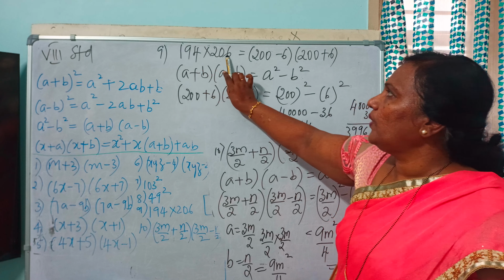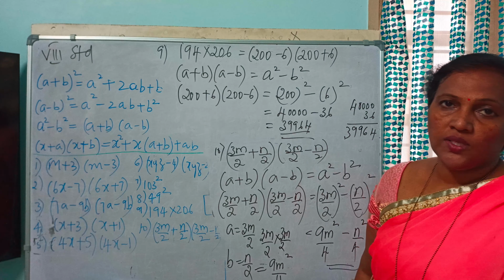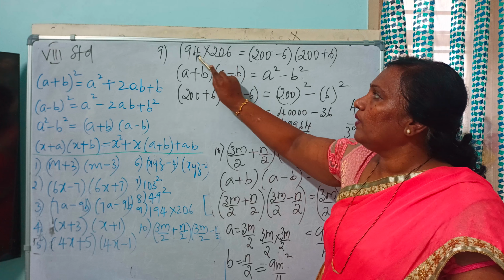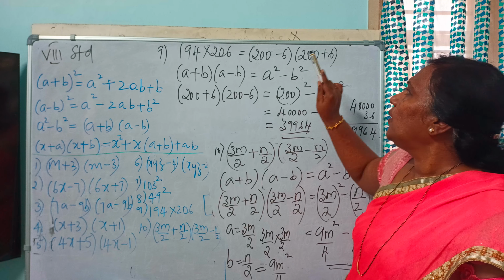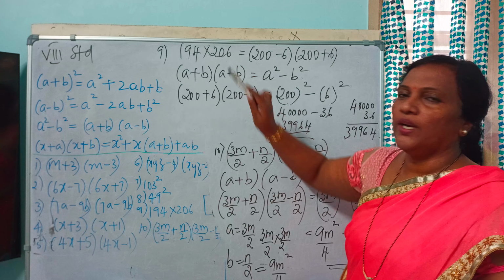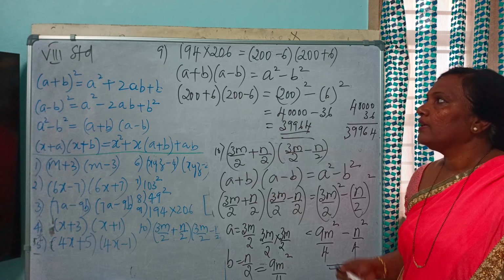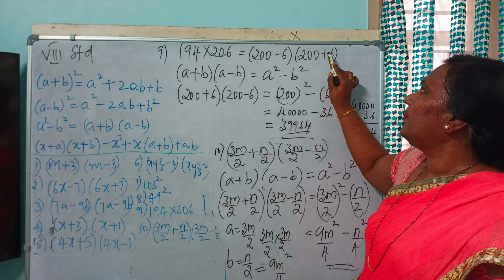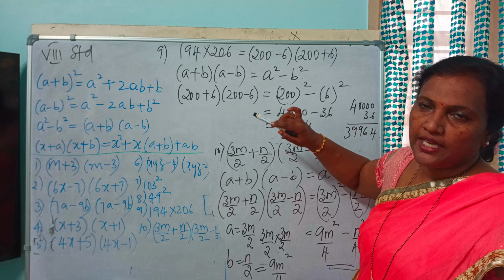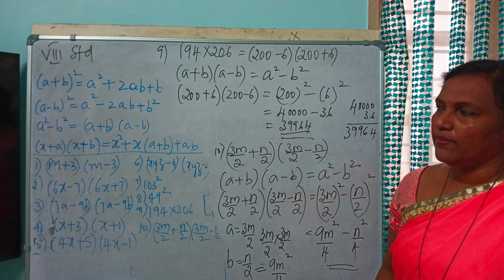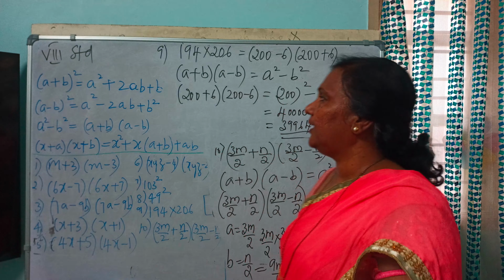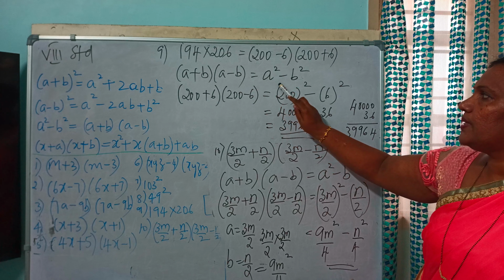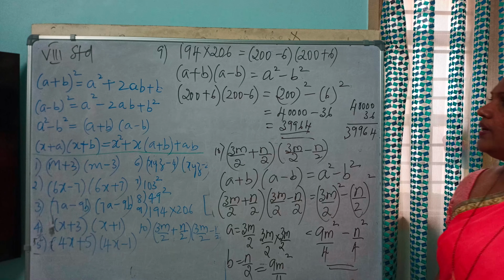Children, 194 into 206. If you multiply, you will get this answer. But using the identity, how can I expand? 194, I will get 200 minus 6. 200 plus 6, 206. So now it is of the form A plus B. See, the A terms are same, the B terms are same. When the A, B terms are both same, I have to go for the third identity. A plus B into A minus B is equal to A squared minus B squared.